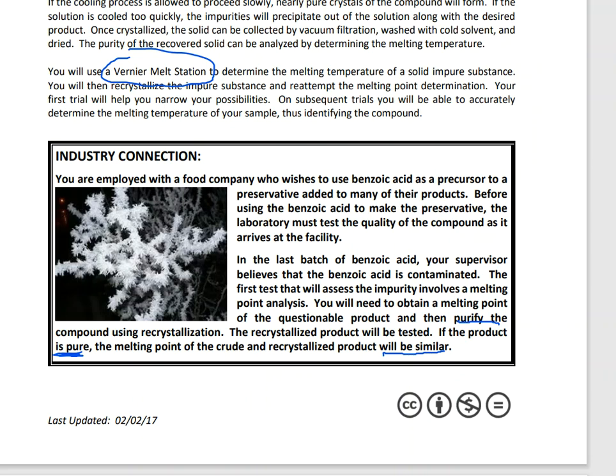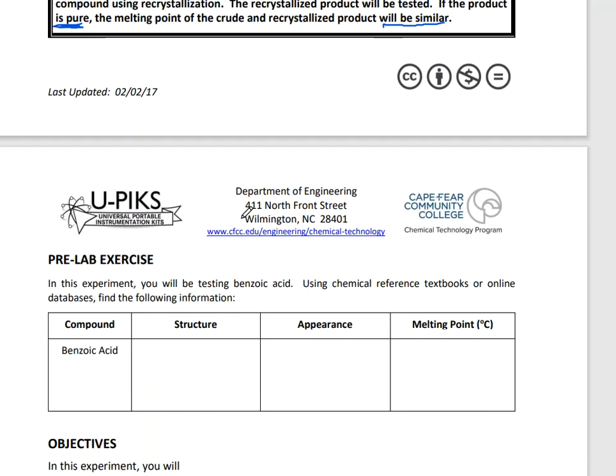All right, so this is how we know. Is it dirty? If it is, the melting points are going to be different. Is it not dirty? Is it good enough to use? If it is, then the crude product and the recrystallized product would be very similar as far as the melting point goes. So that's the idea and the concept of this lab that we're going to be doing.